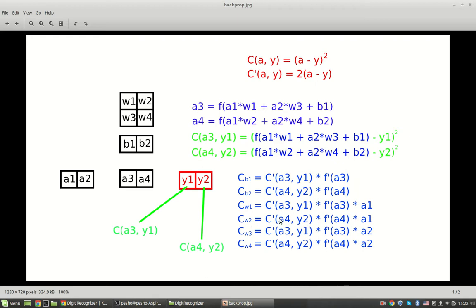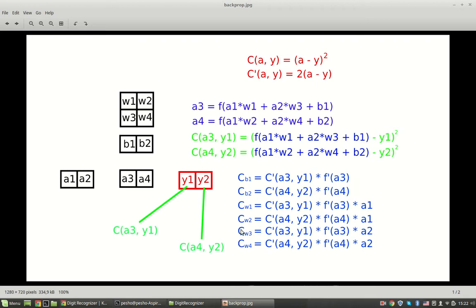Take a look at W2 now. The outermost layer, again, the cost function with A4 and Y2. So we take that derivative first. Then the next layer is the sigmoid function taken at A4. So we multiply that by the derivative of the sigmoid function at A4, and then we have a coefficient in front of W2, which is equal to A1, so we multiply the whole thing by A1, and that's the partial derivative with respect to W2.